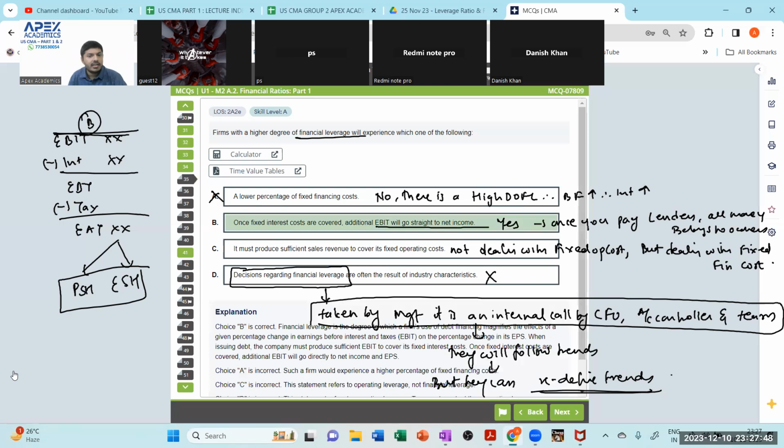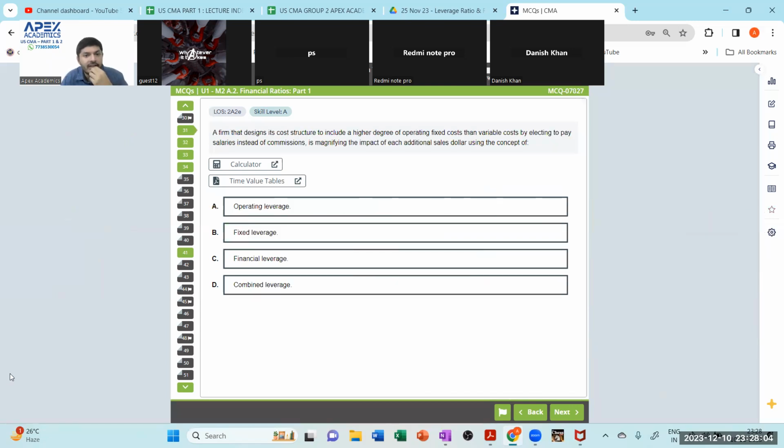So once the interest costs are covered, EBIT will go to net income. Are you with me on that? Yes or no? Yes, sir. Take a screenshot. Taken? Yes, sir.